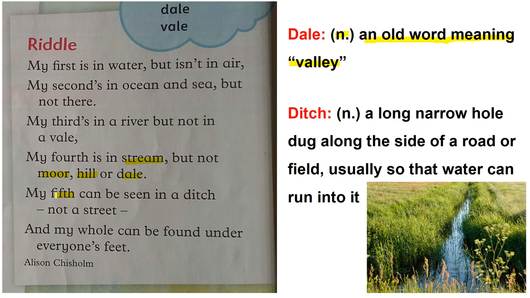My fifth letter can be seen in a ditch. What's the meaning of ditch? Ditch is a noun, meaning a long and narrow hole dug along the side of a road or field, usually so that water can run into it, like the one here in the picture. This is called a ditch. So my fifth can be seen in the word ditch, not in street. We cannot find it in the word street.